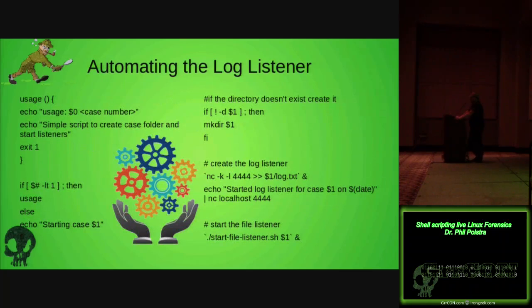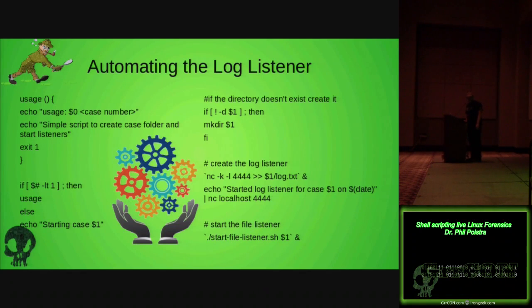So I'm trying to automate this listener. So I have a simple shell script here that runs on my forensics workstation, and I just run it, and I give it a case number. So you can see the usage statement is shown up here, and then I say, did you give me less than one argument? If you did, I'm going to tell you, hey, you messed up. I'm going to show you usage. Otherwise, I'm going to say I'm starting a case. If the directory doesn't exist, that's the if not -d $1, then I create it.